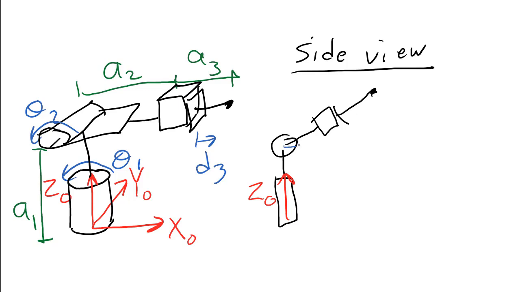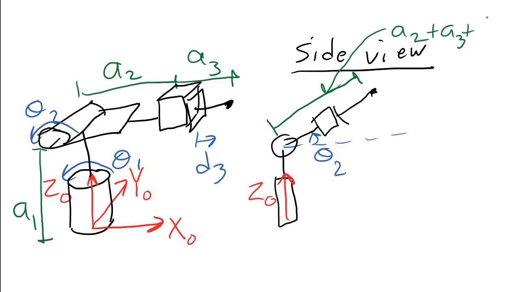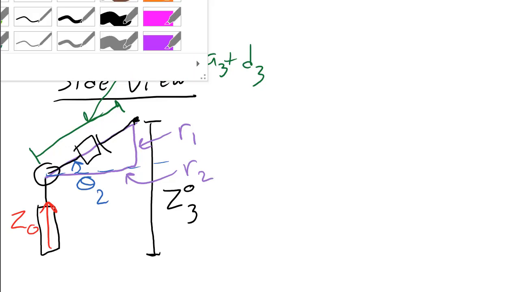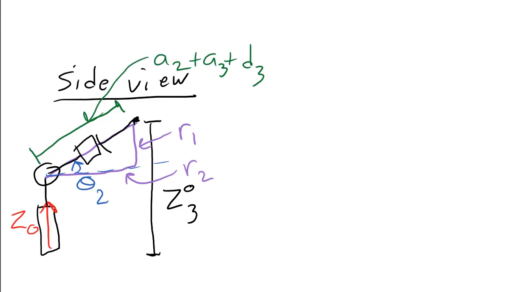And then I want to label everything else I know. Theta 2 is right here. This entire length here actually is A2 plus A3 plus D3. Here's the z position of the end effector. Now, I want to identify any triangles that I'm going to use. I've slid the diagram to the left here so we can see it better. I drew a triangle that we want to use in purple, and I'm going to label these two unknown lengths, R1 and R2.